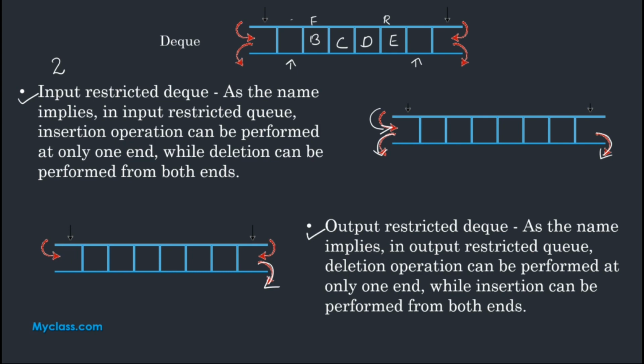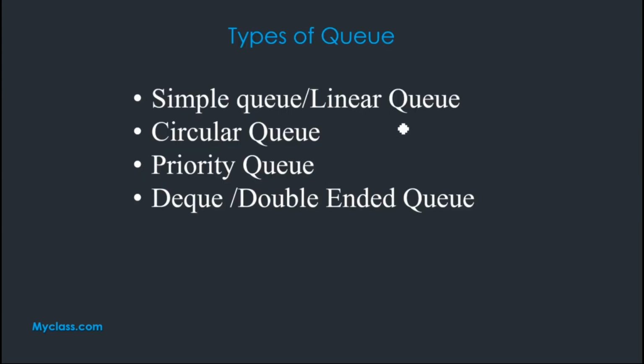So we have discussed four types of queues: simple queue or linear queue, circular queue, priority queue, and the Deque. So that is all about the types of queues.